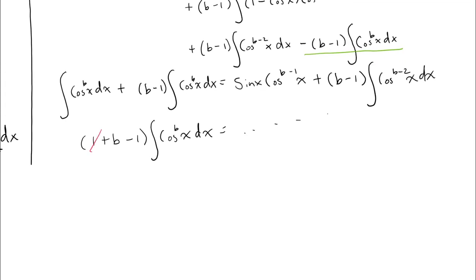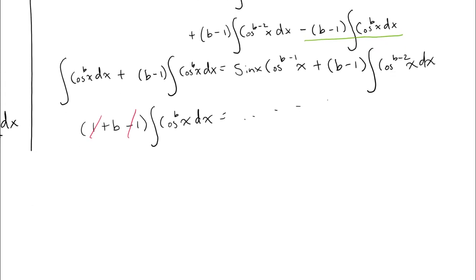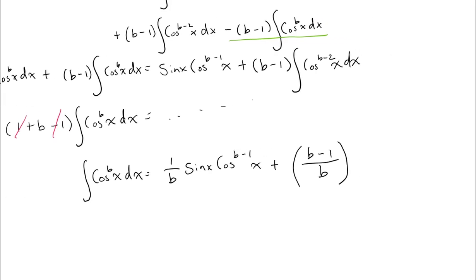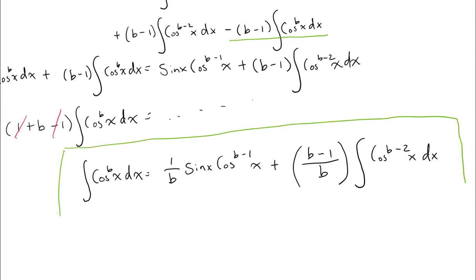We will see that the positive one and the negative one cancel out, and we'll be left with a b, and if we divide by b on both sides, then the result that we will be left with is the integral of cosine to the b of x dx is equal to 1 over b sine of x times cosine to the b minus 1 of x plus b minus 1 over b times the integral of cosine to the b minus 2 of x dx. And this is our reduction formula for cosine to the b of x dx.